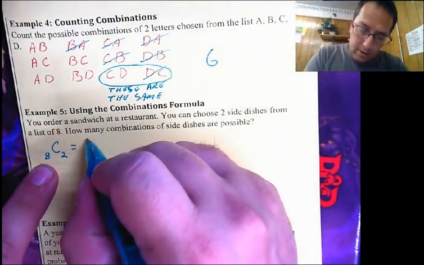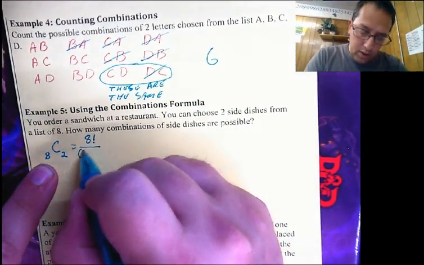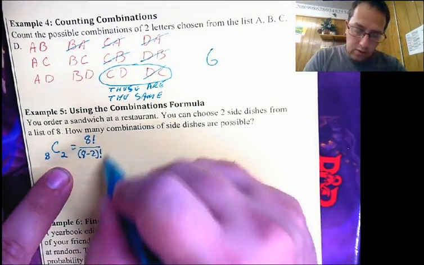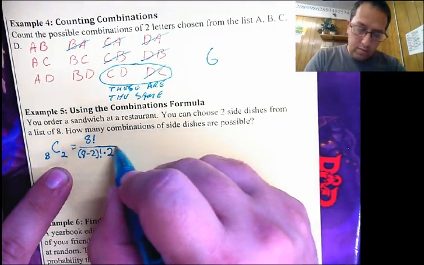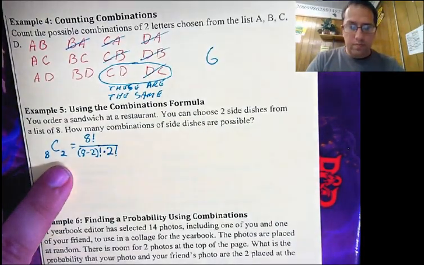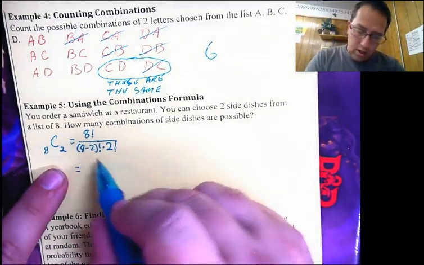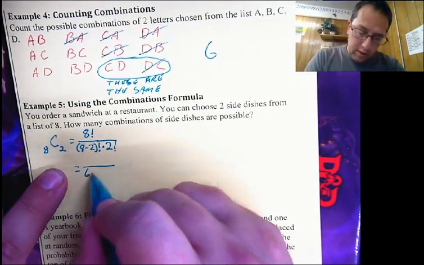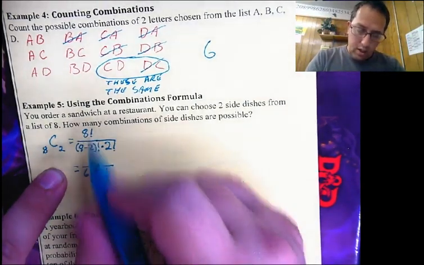So n factorial is going to be 8 factorial over 8 minus 2, n minus r, factorial, times 2 factorial. All right, so there it is. Let's work this out. So 8 factorial, let's see, what are we going to have on the bottom? We're going to have 6 factorial times 2 factorial. And here we're going to have 8.